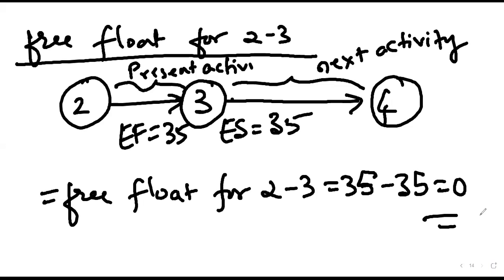So after 2-3, what is the next activity? Third activity, 3-4. 3-4 itself is the next activity. And what will be the free float for that? Zero. That is also going to be 0 itself. Okay.